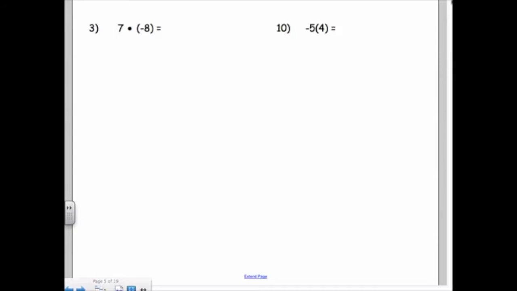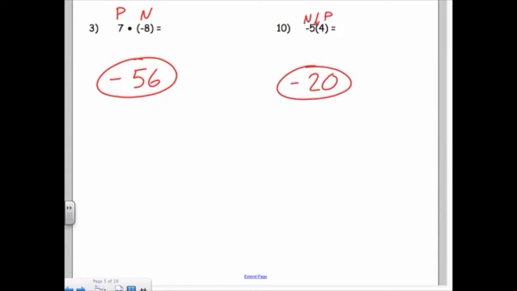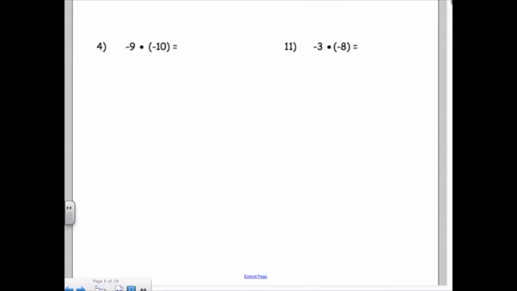In 3, it's 7 times -8. 7 times 8 is 56. Signs are different. One's positive, one's negative. So the answer is -56. In example 10, once again, this implies multiplication because I do not see an operation. So I do 5 times 4, which is 20. One's negative, one's positive. So signs are different. So the answer is -20. Okay, example 4, we're multiplying again. What I want you to do is to pause, try the two on your own, and then unpause.